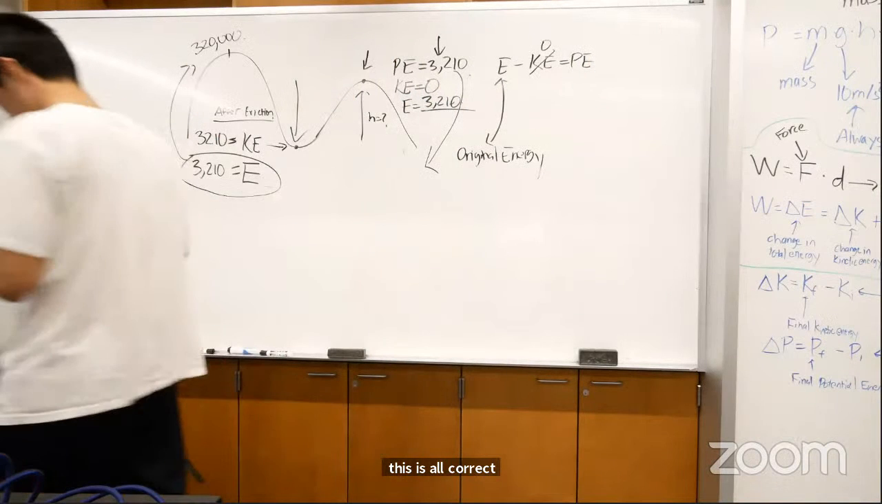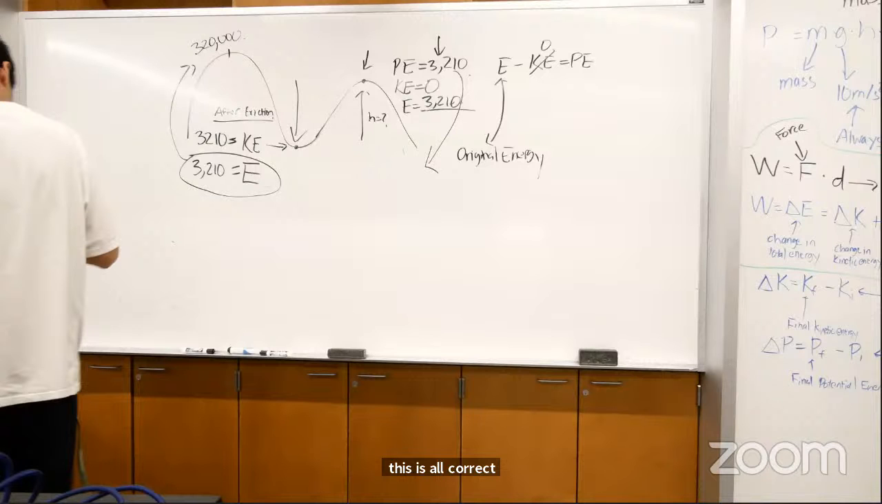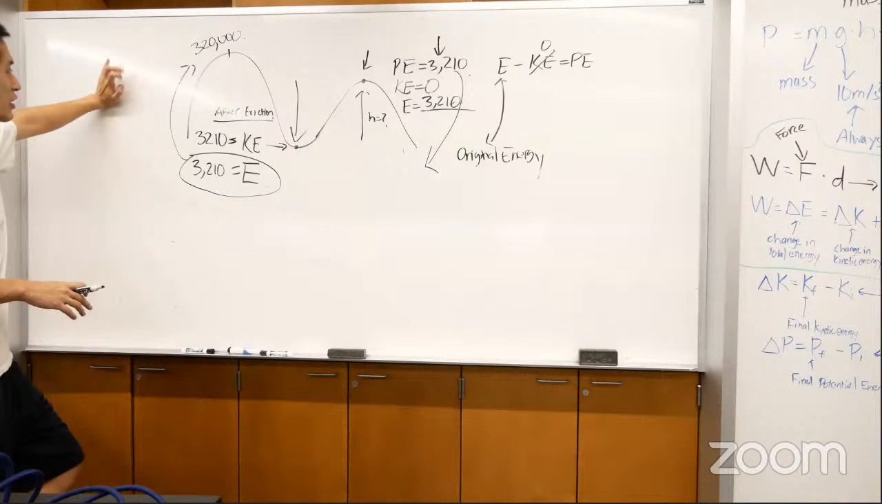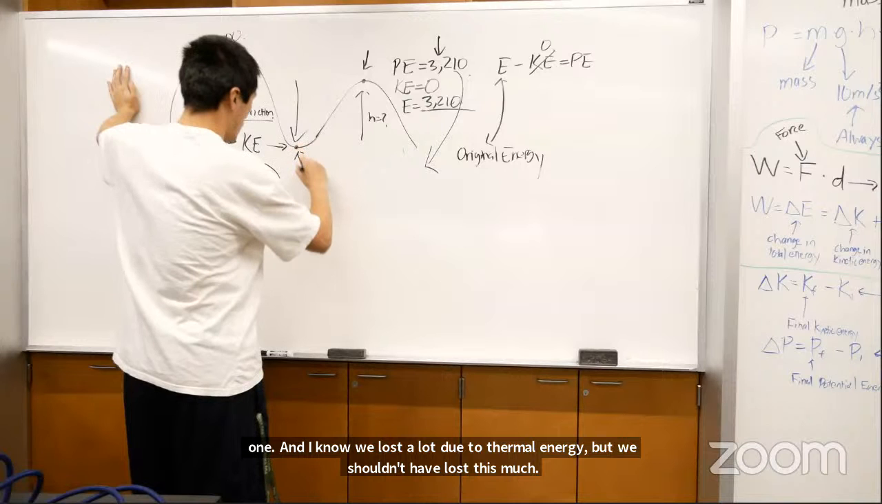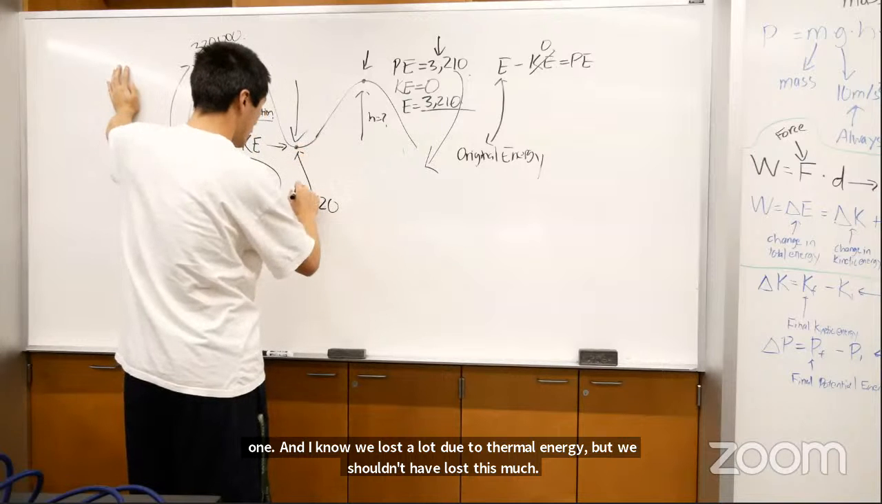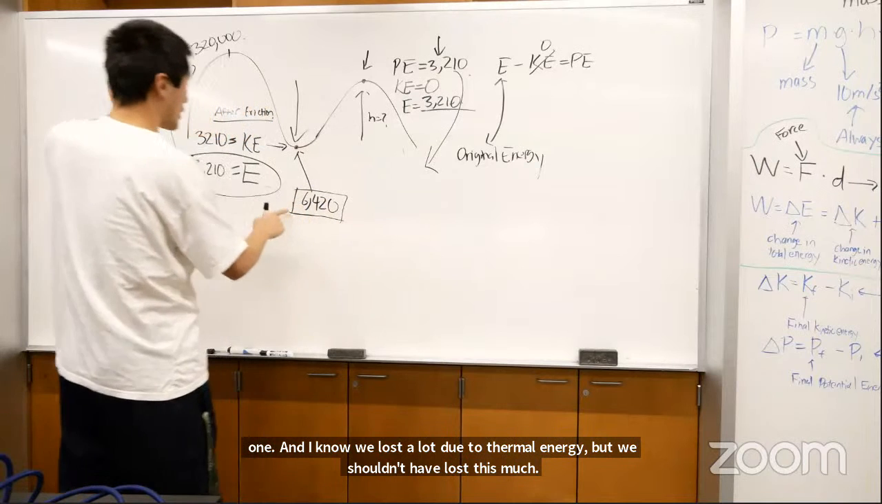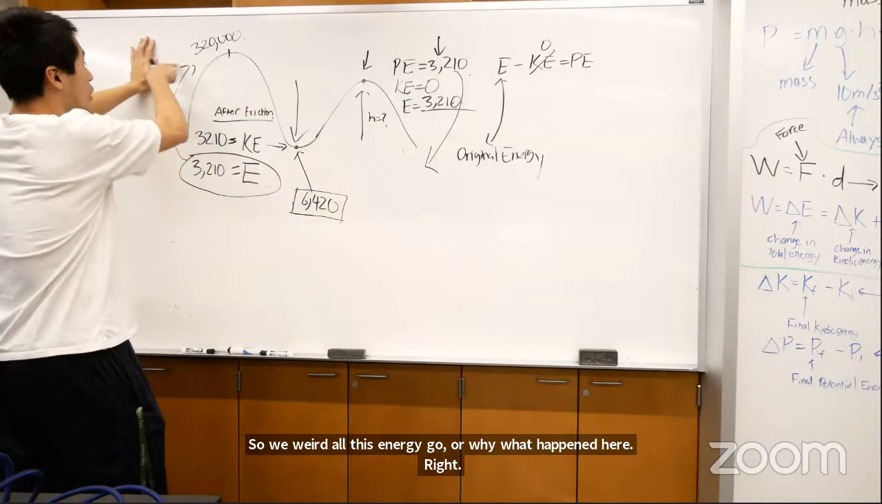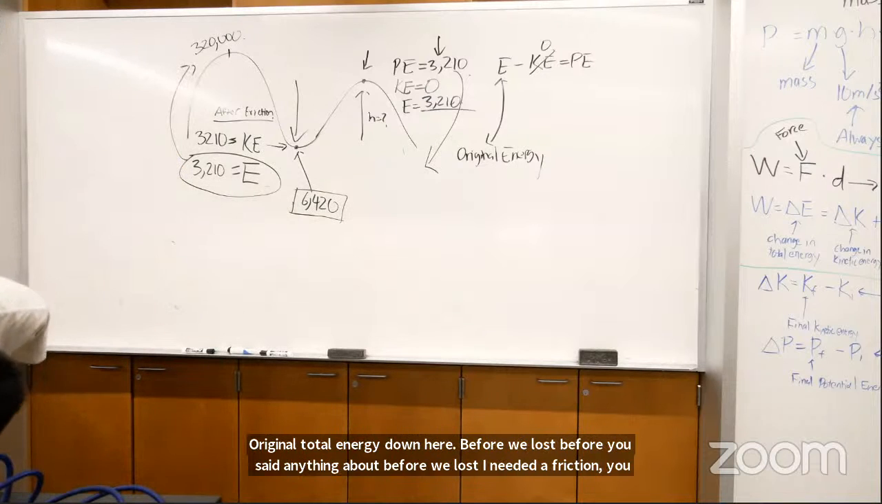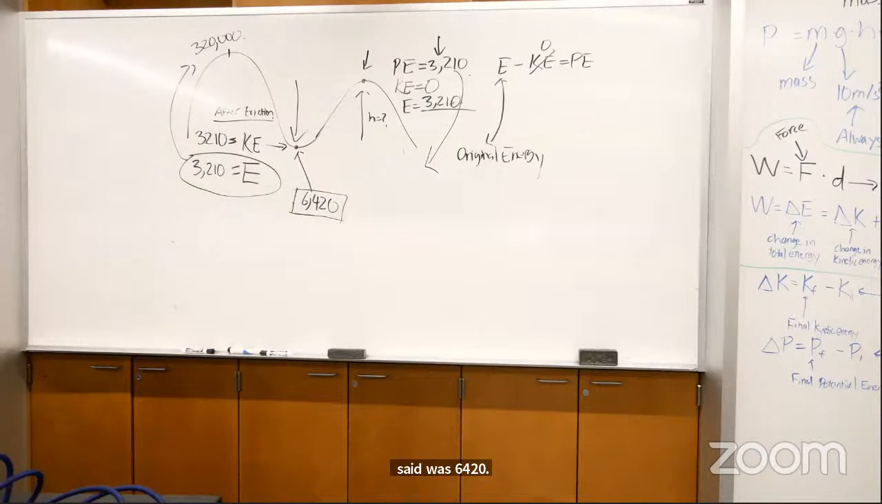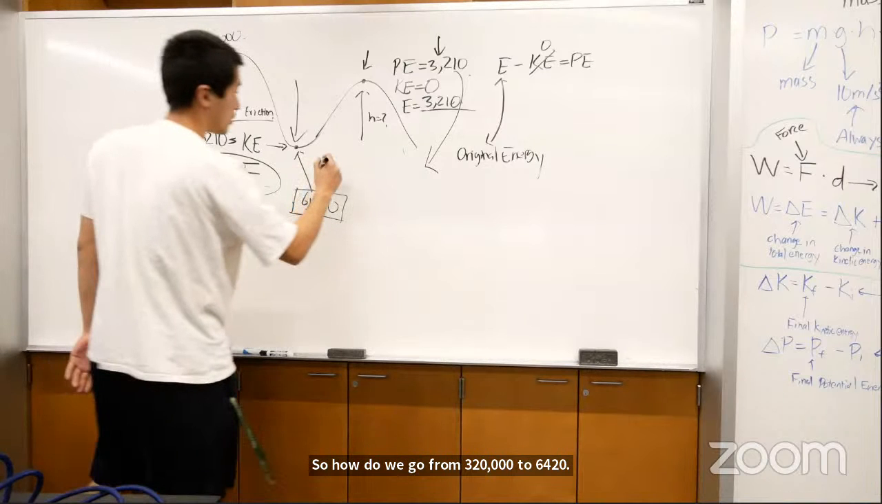We lost it to friction. We lost a lot of it due to friction, but I don't think we should have lost this much. Maybe calculation. Our original total energy down here, before we lost anything due to friction, you said was 6,420. So how did we go from 320,000 to 6,420? We lost it because our potential energy went out. From at the bottom of the hill, we had 0, and we lost a lot of it due to friction.